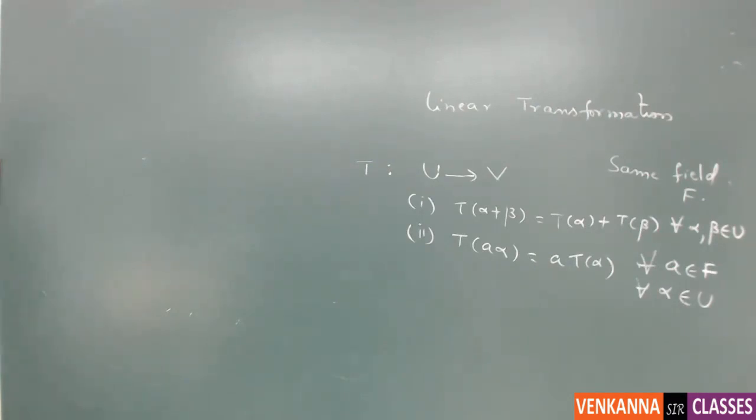So what is the criteria for it? You should consider two vector spaces over the same field. You can define a function T between them in any manner. If the function satisfies the two properties, then we call it a linear transformation. Okay? Any doubts?